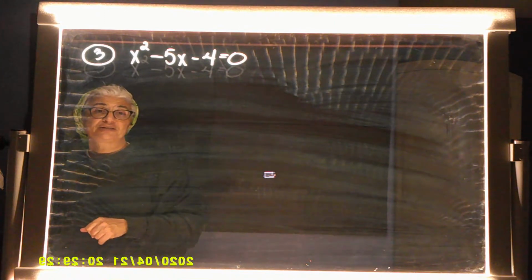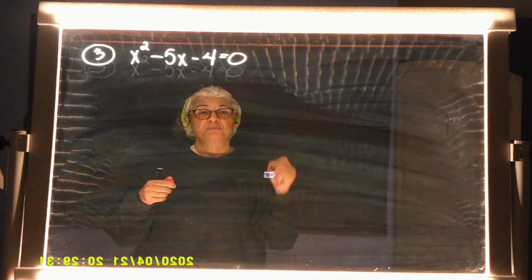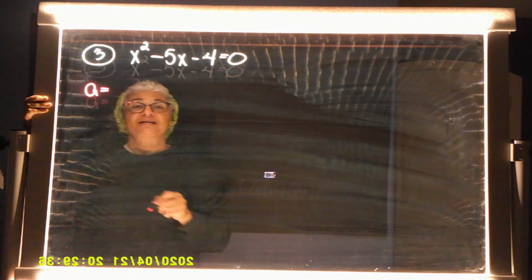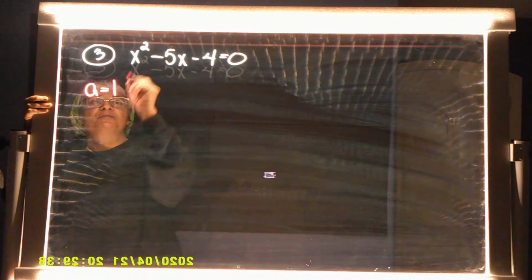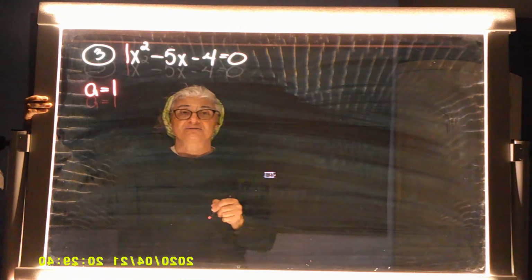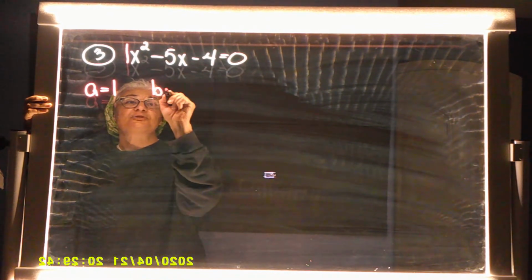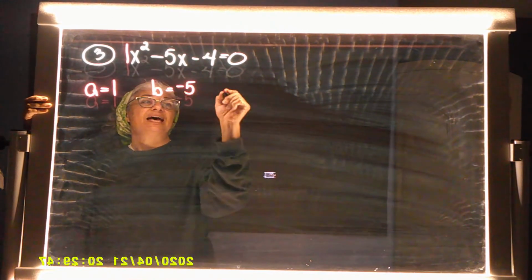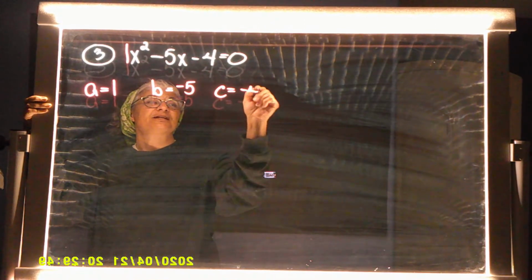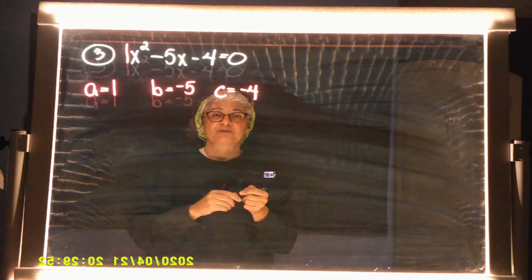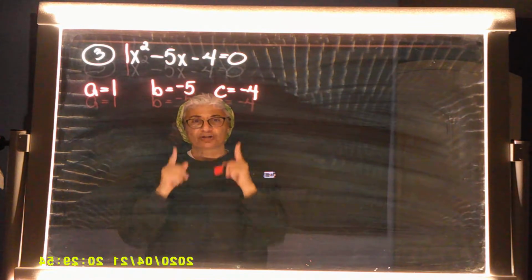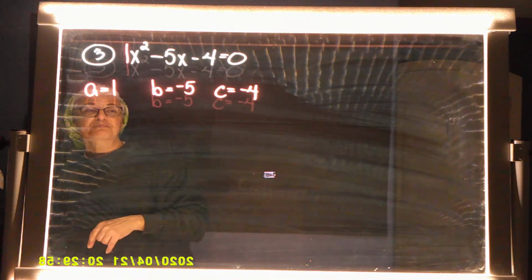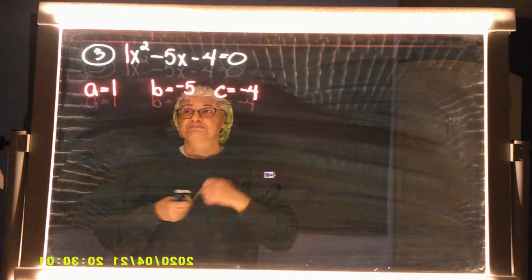So you need to identify your A, B's, and C's. Remember, A is the number in front of the variable that's squared. So in this case, A is equal to, good, 1. There's an imaginary 1 here, isn't there? B is equal to the number in front of just X, which in this case is negative 5. And C is equal to a negative 4, the number without the variable, right? Okay, so look at your quadratic formula. Hopefully you have it written down. And let's see what it looks like when we plug it in.